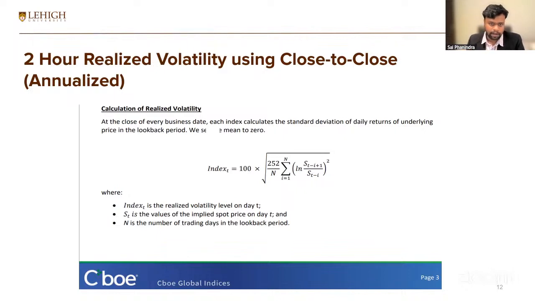Okay, let me explain. The first root, under the root we have the square of the log returns multiplied by the annualized factor, which is basically we have taken the 2-hour time frame. So that is basically 365 days into 24 hours into 60 minutes divided by 120 minutes, which is our 2-hour time frame. So this gives us the close to close 2-hour realized volatility numbers. Next slide, please.